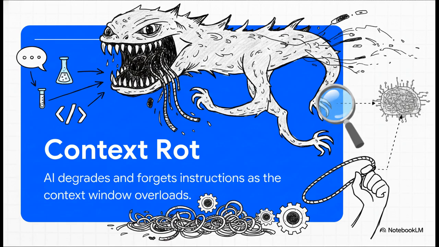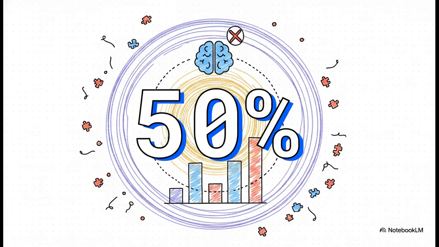This is context rot. It's a phenomenon where the AI degrades, gets sloppier, and forgets earlier instructions as the context window overloads. As that window fills up with useless trial and error code, the AI literally degrades. You just have to tame this monster. Which brings us to the golden rule of the system architect. Are you ready for it?